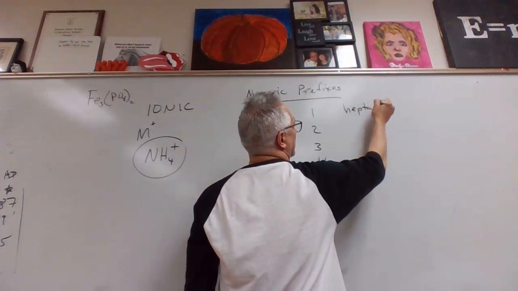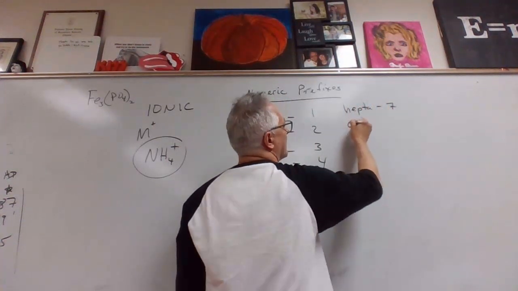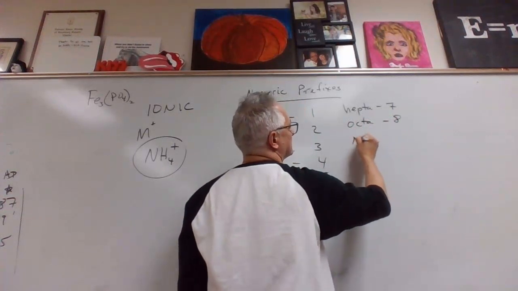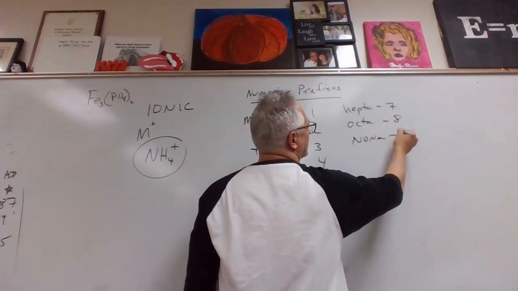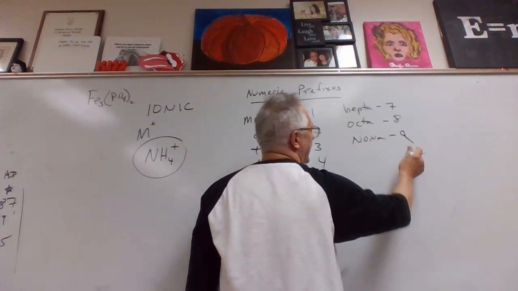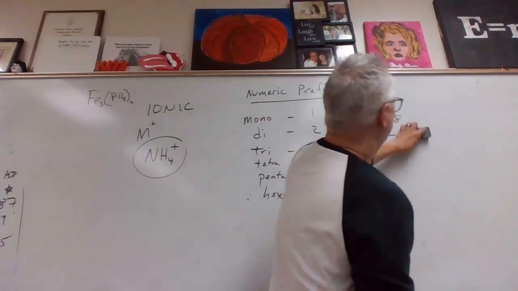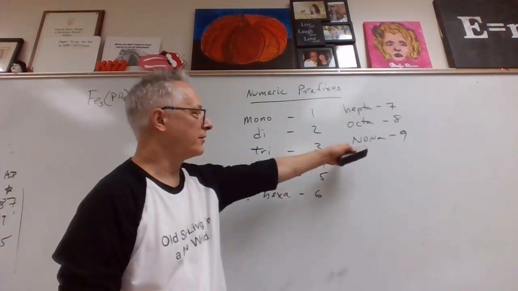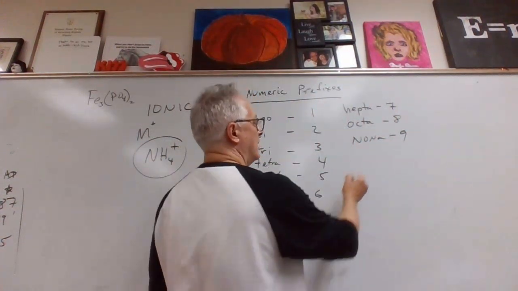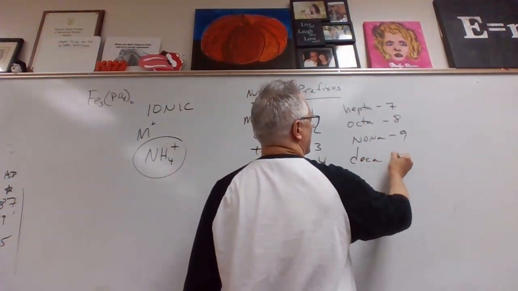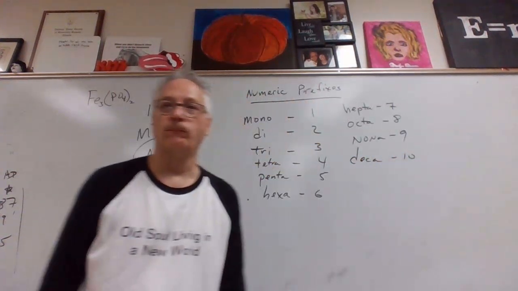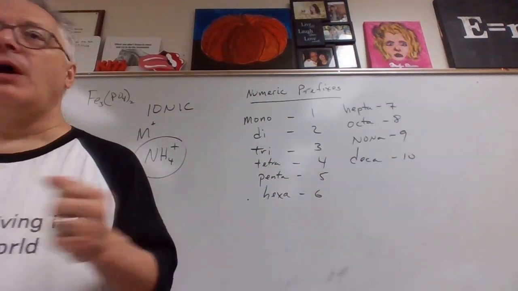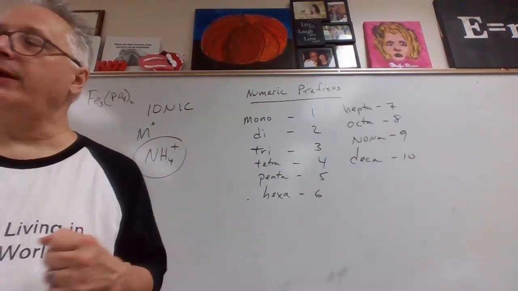Hepta, 7. Octa, 8. Nona, 9. It's a weird looking 9. It's also, if anyone's Italian, if you have a grandmother, you call her Nona. And Deca, 10. So we are going to use these when we go ahead and start naming our compounds.